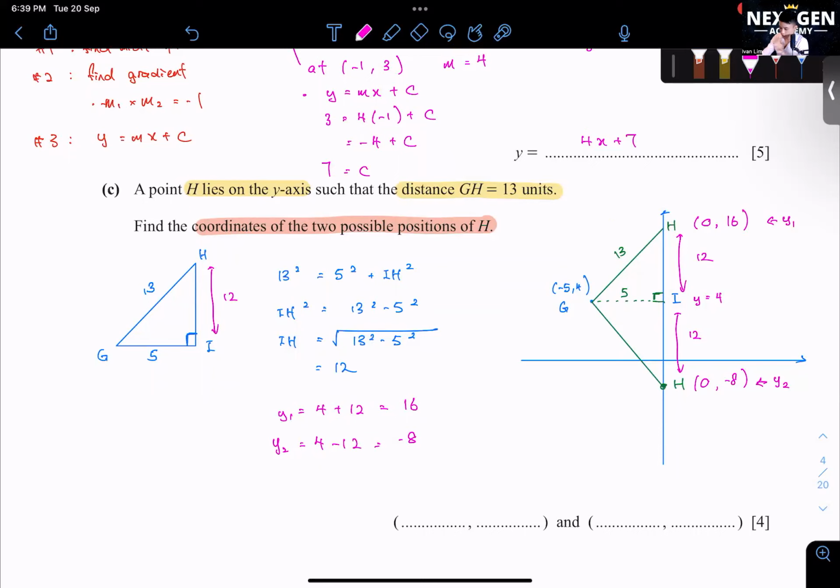Understand this part here? Now you all see it, right? Actually, if you all did the older papers, this one actually came out before. Something very, very similar to this. But it's quite a tricky one.